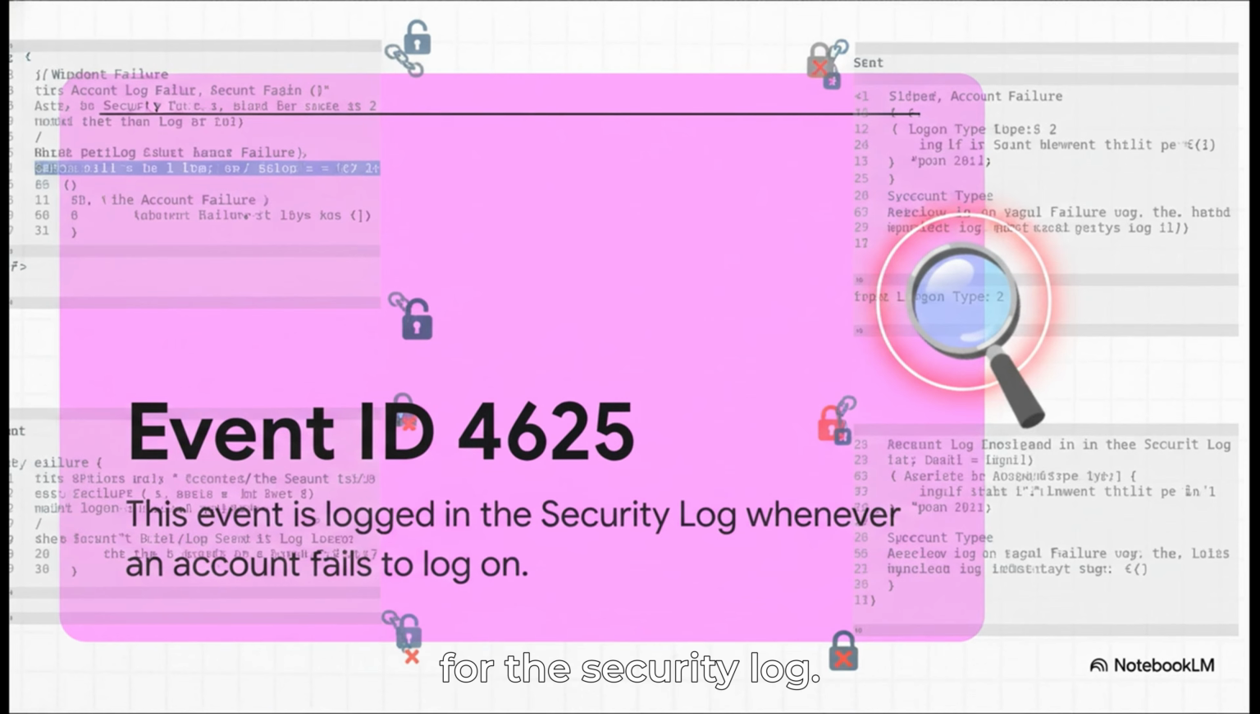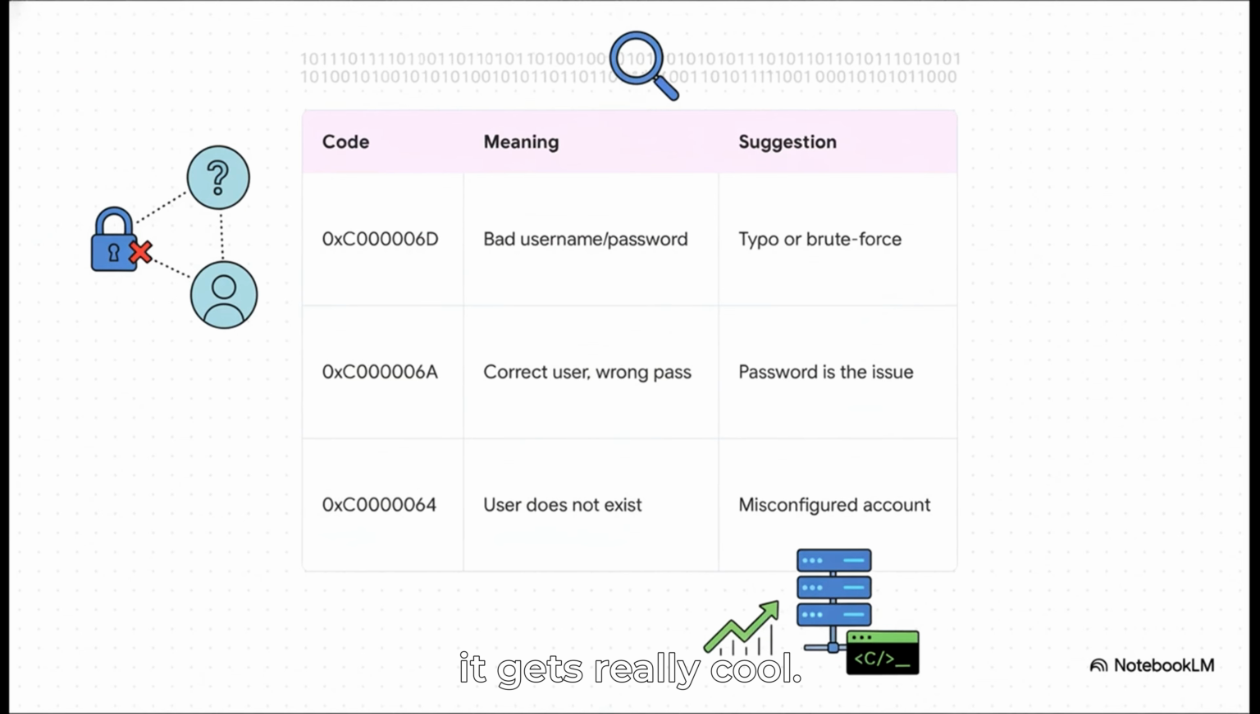We're heading straight for the security log, and we are hunting for one specific thing, Event ID 4625. Just burn that number into your brain. It's the server's official way of screaming, hey, someone just failed to log on over here. But here's where it gets really cool. You don't just see that it failed, you see why it failed.